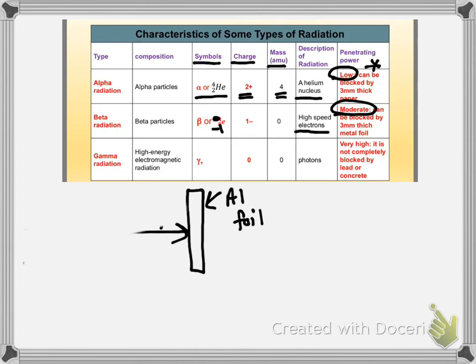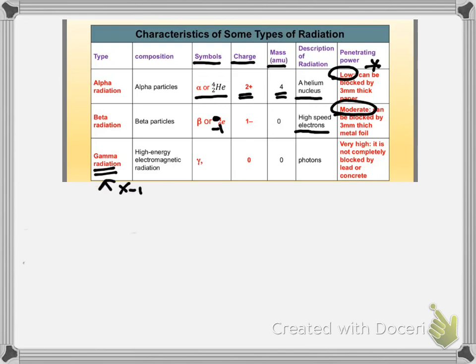The last type of radiation that you'll be studying is gamma. Gamma radiation is the most dangerous. Gamma radiation is like the radiation in an X-ray. Okay? The symbol for the gamma radiation is like this. It's like a funny shaped Y. Gamma radiation has a charge, 0. Gamma radiation has a mass, 0.